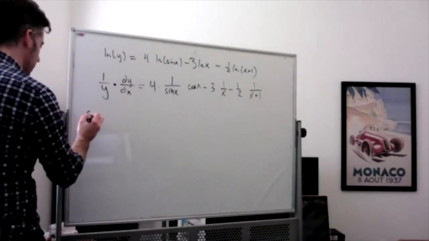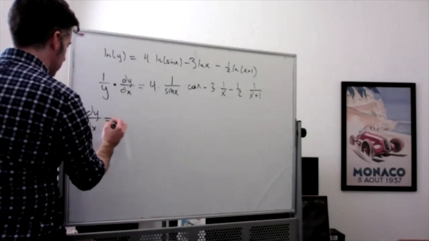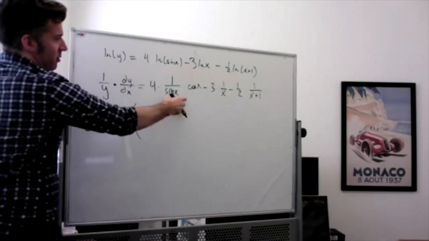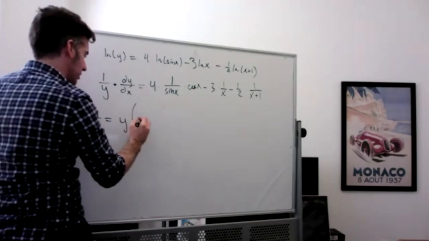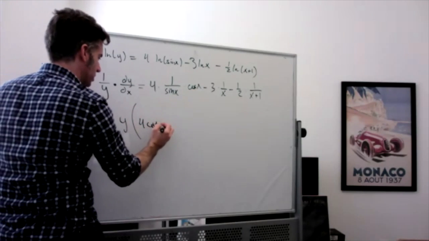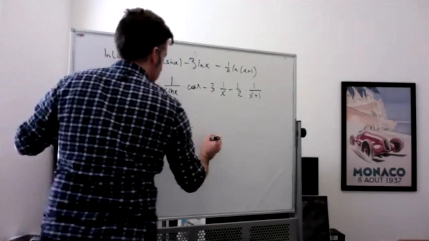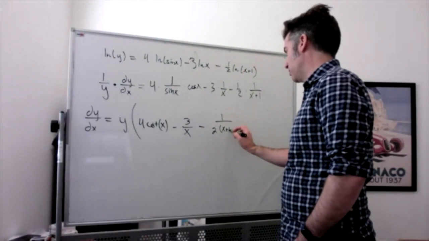So dy/dx. And when I do this, I also simplify it a little bit. So I'm going to say this is going to be y times all of this. This part here I'm going to simplify because cosine divided by sine is cotangent. So this is 4 cotangent of x minus 3 over x minus 1 over 2 times x plus 1.